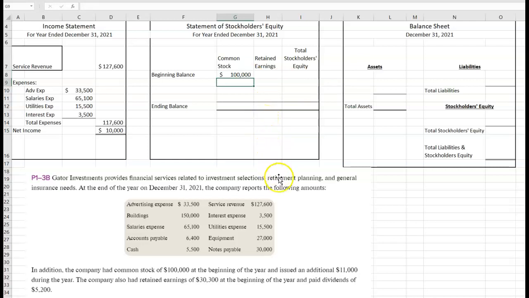What happened to common stock during the year? We issued an additional 11,000 during the year. Okay, so we issued stock. We issued $11,000 worth of stock. Oops, not 10,000, 11,000. That's all we did to common stock during the year. So our ending balance at the end of the year is $111,000.